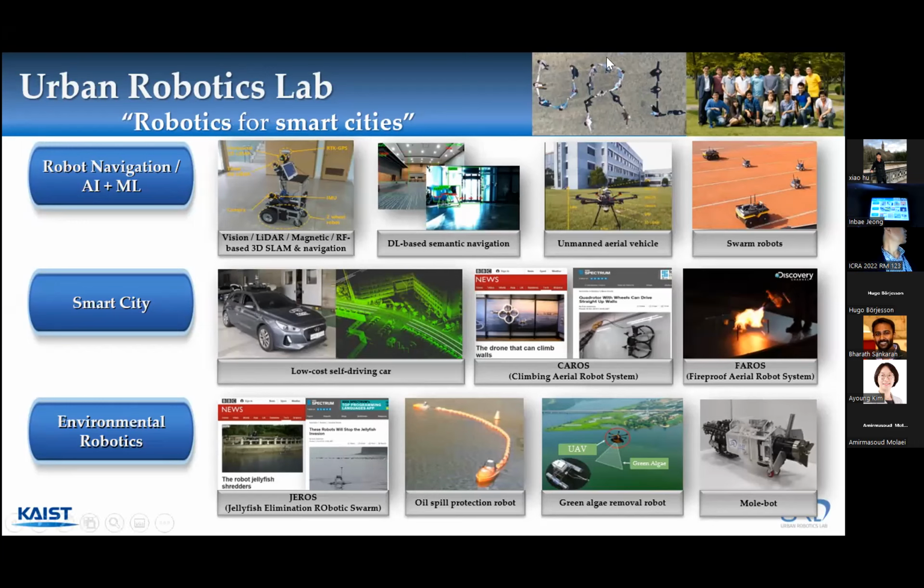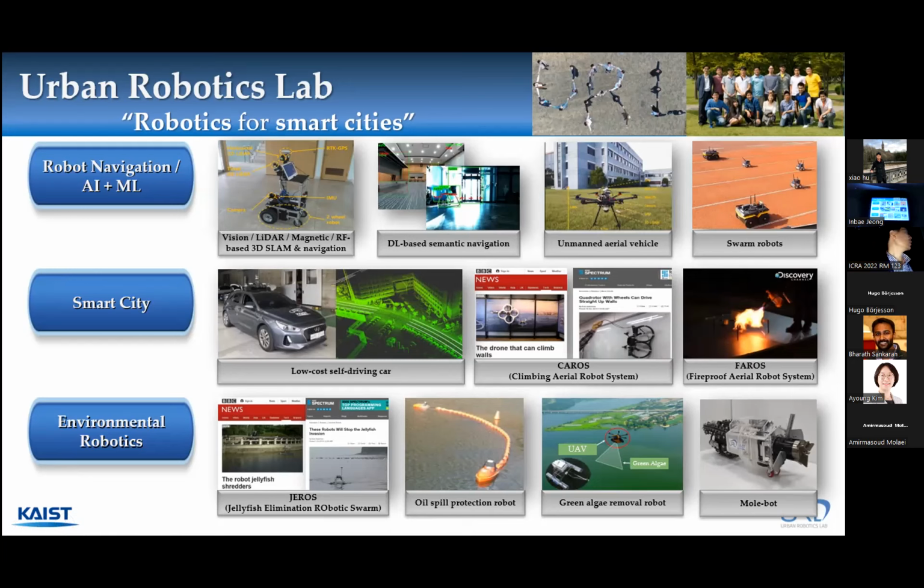Here. So these are the students from our lab, and our lab's name is Urban Robotics Lab. Yeah, we are aiming at developing the robotics technologies for smart cities. We are focusing on robot navigation technologies combined with AI and machine learning, and we are developing a lot of vision and LiDAR or different sensor-based SLAM technologies, and also we integrate the deep learning for semantic navigation. And also we make some drones for autonomous flight, and swarm robotics is another research area in our lab.